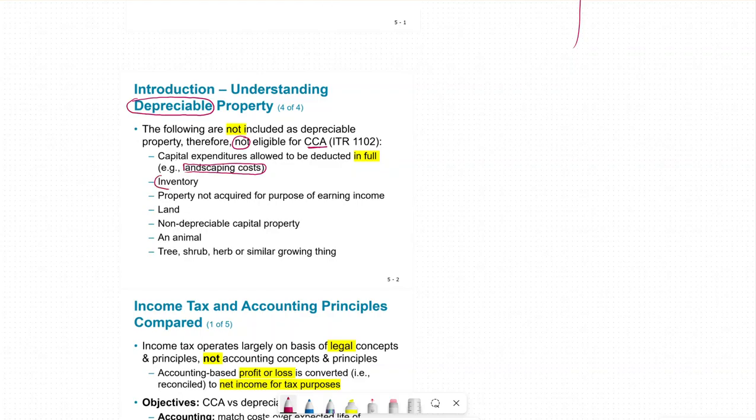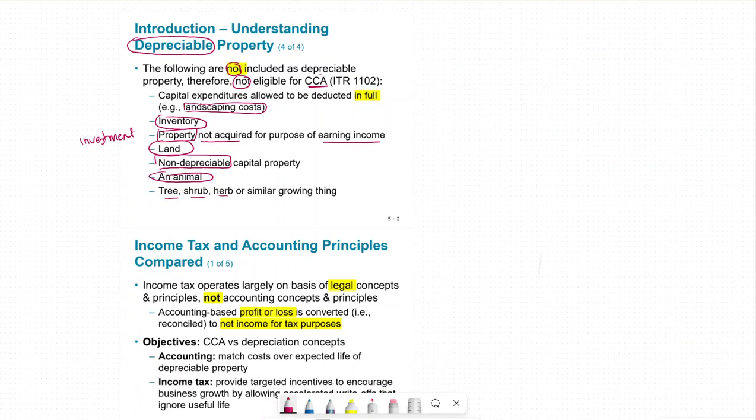If we have an inventory, it's not depreciable, so we cannot take a CCA. Property not acquired for the purpose of earning an income: if you have a property you acquired for an investment, we cannot take a CCA for that. Land does not depreciate, nor does any other non-depreciable capital asset. Any animals we cannot depreciate. Trees, shrubs, herbs, or similar growing things are not depreciable. If they're not depreciable for accounting purposes, they will not be eligible for CCA.